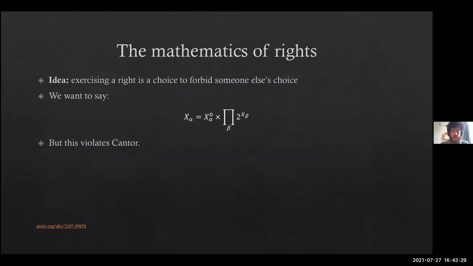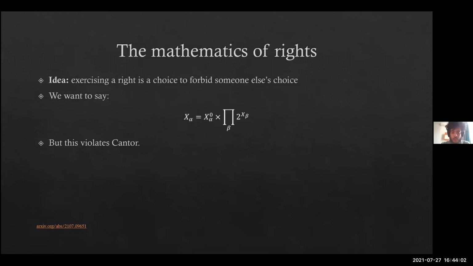So here was my basic idea about how to define the concept of rights in an abstract economy. Basically, to exercise a right means it's an additional choice. So, given your basic choice set, you take the product of that with some additional choices that determine what rights you choose to exercise. And for any action that another agent has, you may have the right to forbid that choice.